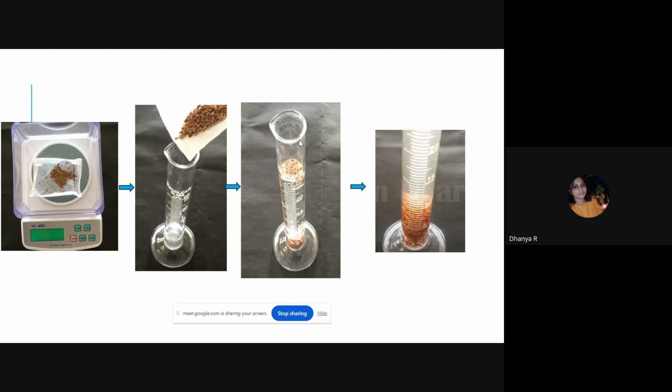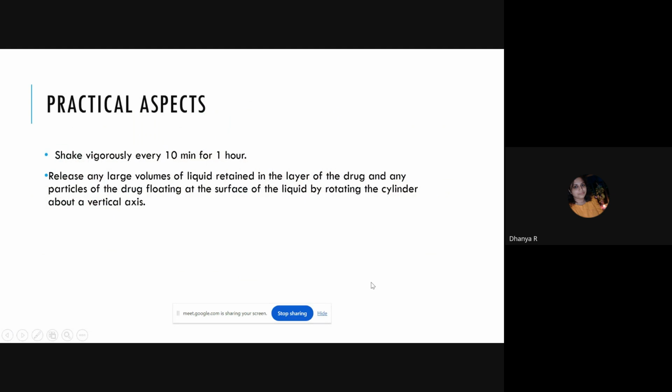आप देख सकते हो यहाँ पे सरफेस में बहुत सारे, जो भी ड्रग है, ये फ्लोट करने की चांसेस है. उसको अच्छे से शेक करना है, वो सेटल होने देना है, एंड देन you have to take the reading, and after keep it for 24 hours and then take the reading. This is the swelling index.